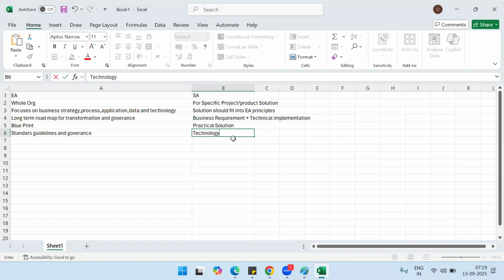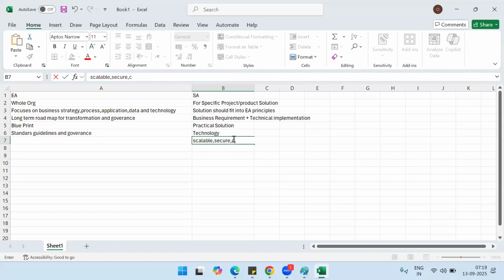Now tell me, who will provide the solution for scalable, secure, and cost effective? Enterprise architect? Application should be scalable, so it will be the solution architect, right? Because scalability will be decided by how my application can be scalable. So that will be decided by the solution architect. How my application will be secure. How it will be cost effective.